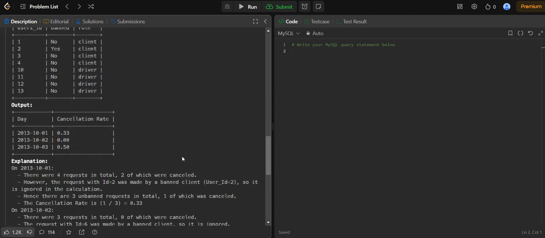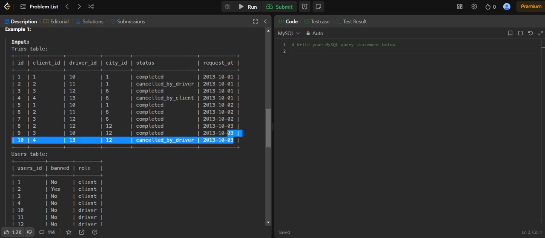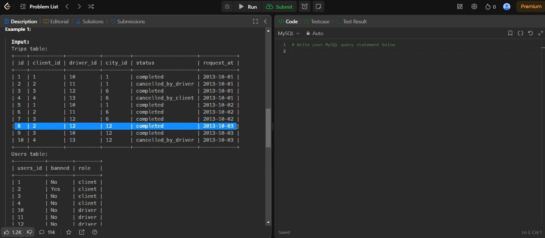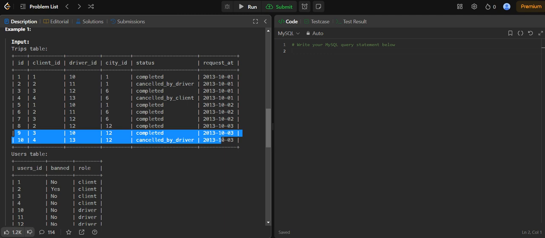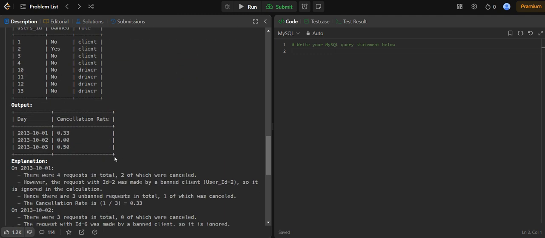And for the 3rd of October, there are 3 records. One of the records has client ID 2, and since client ID 2 is banned, I will not take this record into account. Of the rest 2 records, one is completed, one is cancelled. So the cancellation rate is 0.5. 1 by 2, 0.5.